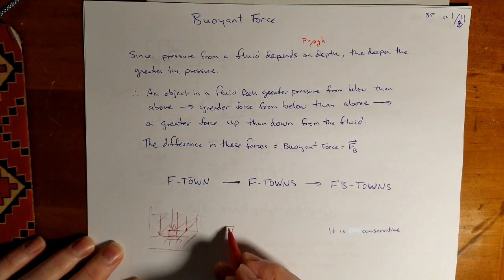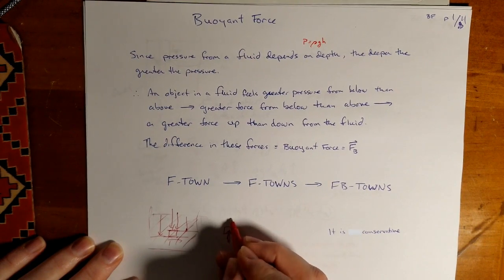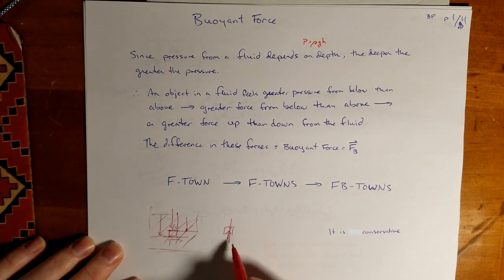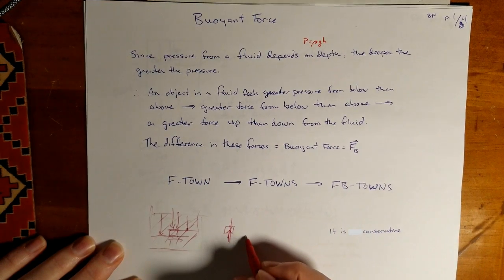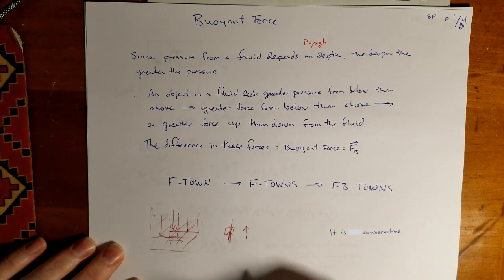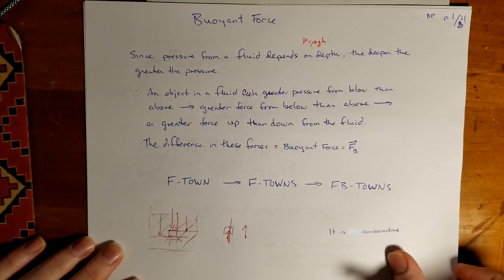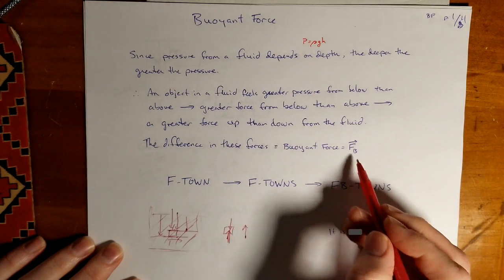Since I have more pressure below than I do above, I'm ultimately going to have a force acting up here and a force acting down here, but the force acting up is bigger than the force acting down. So there's a net force upwards that is known as the buoyant force, which I'm calling F sub B.